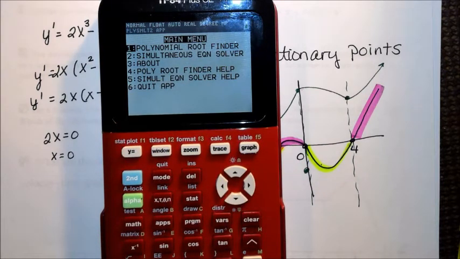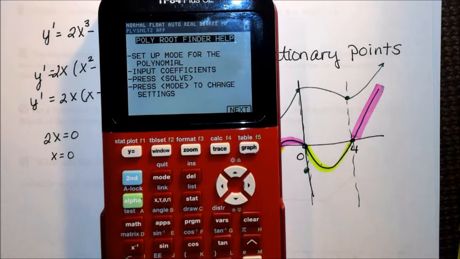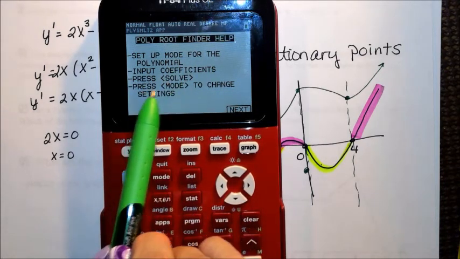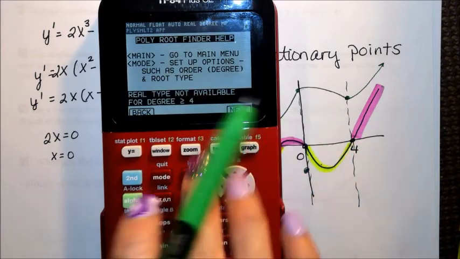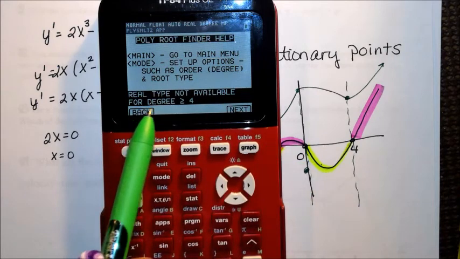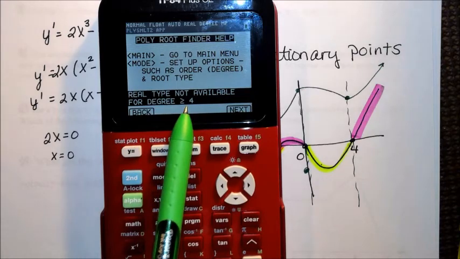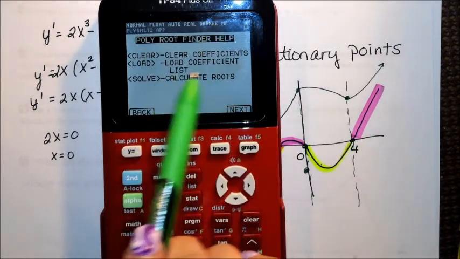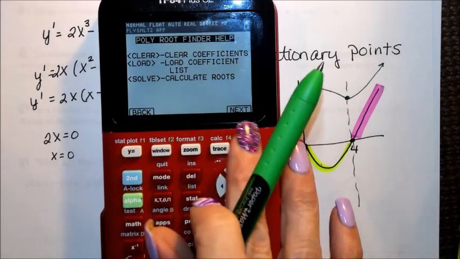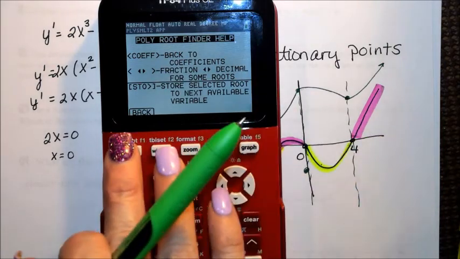Polynomial root solver. Let's go there. Polynomial root finder help. Set up a polynomial. Input the coefficients. Press solve. Press mode to change the setting. Okay, real. Okay, let's go back. Real type not available for degrees greater than or equal to 4, which we didn't need. Clear coefficients, load coefficients, solve, calculate the roots. Polynomial y equals. Okay, we should be good.